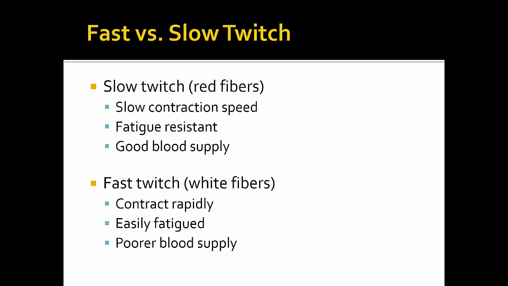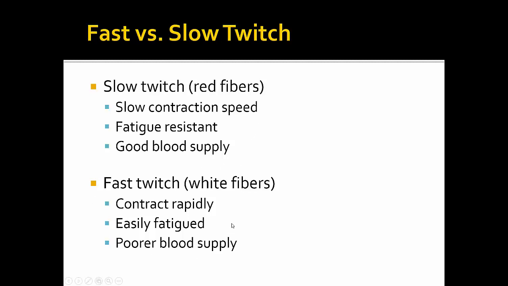You've also probably heard of fast versus slow twitch muscles. So slow twitch muscles are red fibers and they have a slow contraction speed relatively. They're fatigue resistant and they have a really good blood supply. So people that have slow twitch muscles would be like long distance runners or long distance swimmers, people that have major endurance, do a lot of endurance exercise.